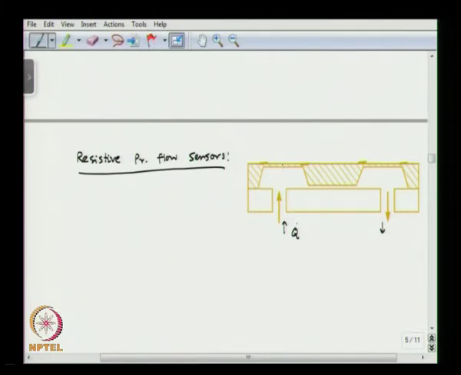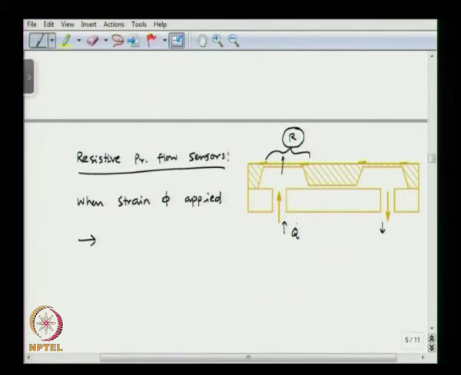So, if the pressure modifies, the membrane is going to expand. If the pressure increases, for example, the membrane is going to expand, and because the membrane is expanding, the resistance R between these two electrodes is going to change. So, as the flow rate changes, the pressure changes, and because of the change in the pressure there is a deflection of the membrane, for which the resistance R between the two electrodes will change, which is a function of flow rate.